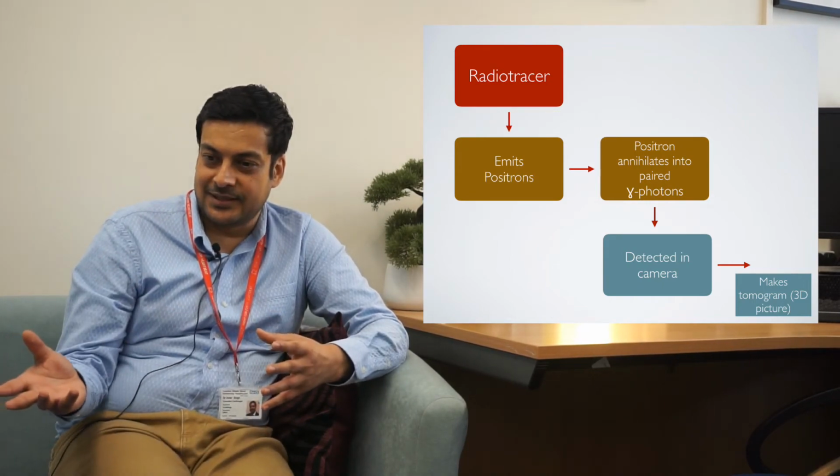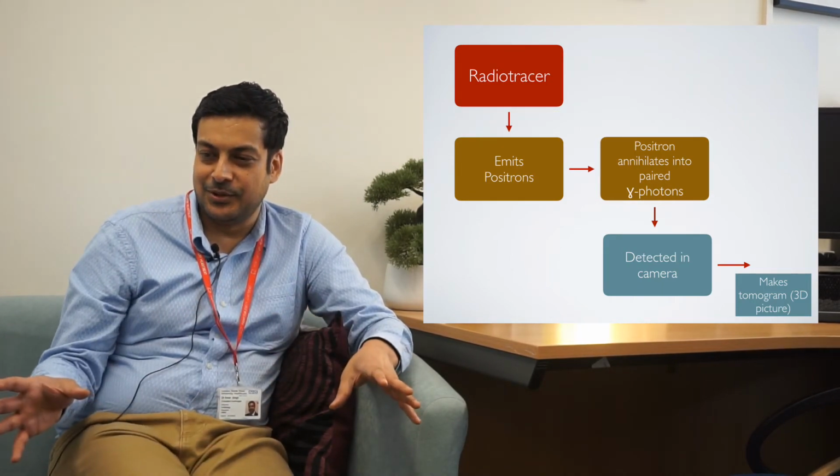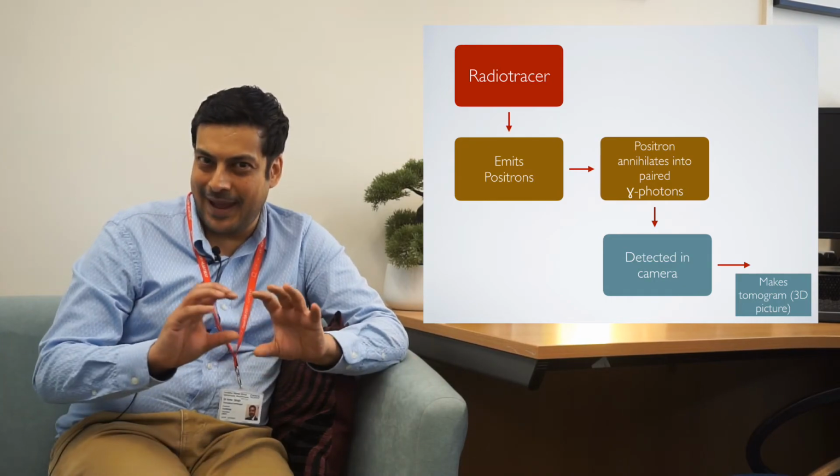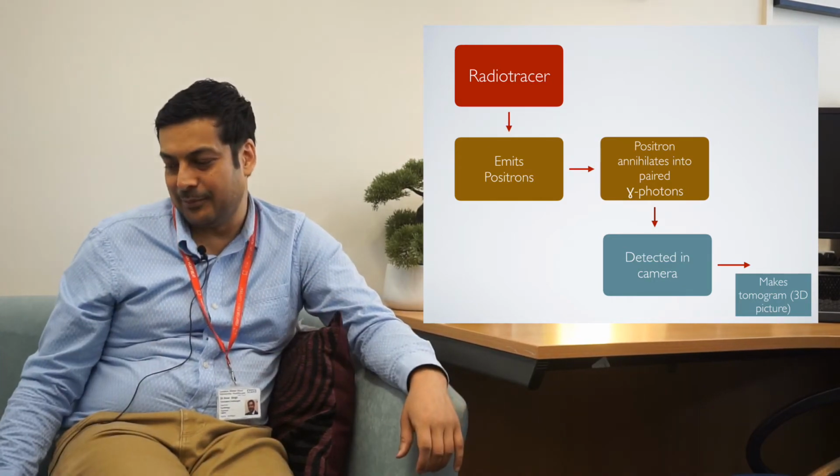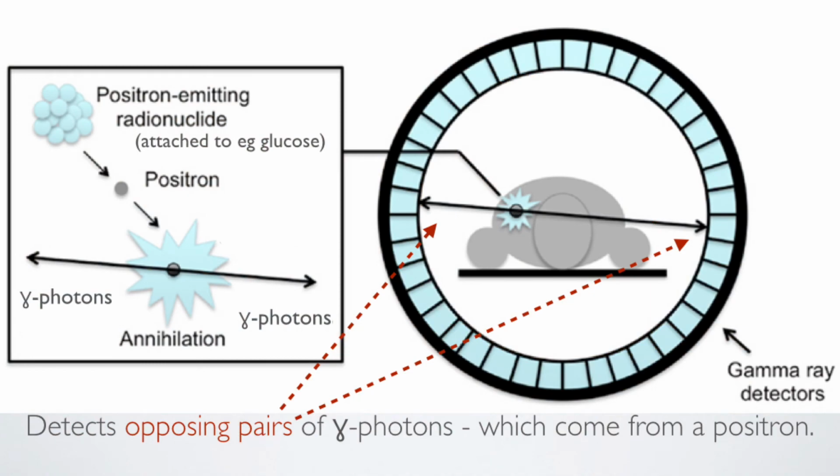What actually happens is a positron decays into paired photons, and the pair is detected in the camera. So you can see here, you have a positron emitting radio tracer, which emits a positron, and then that positron turns into a pair of photons. So what you need is a much more sophisticated camera that can detect pairs of photons. You can see the diagrammatic thing there.